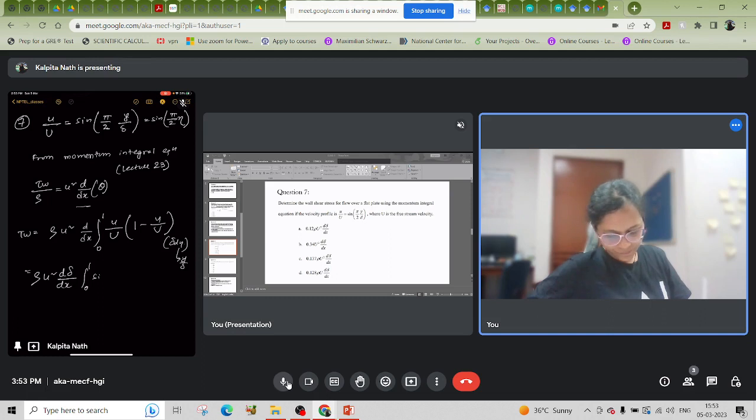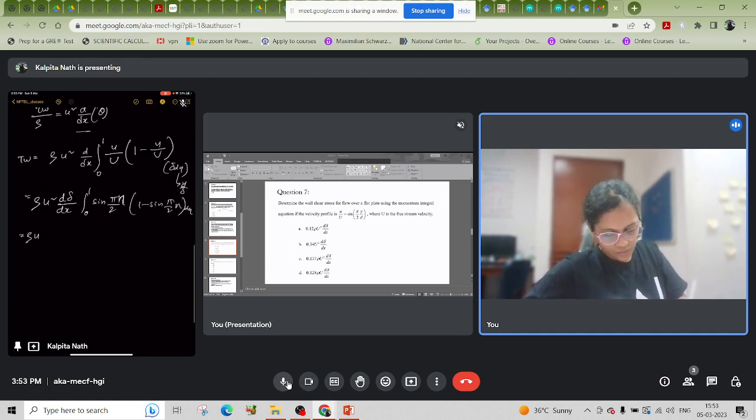Integral from 0 to 1 of sine pi by 2 eta, times 1 minus sine pi by 2 eta, d eta. So this will be rho U square d delta by dx times minus cos pi by 2 eta by pi by 2 from 0 to 1, minus 1 by 2 eta minus sine pi eta by pi from 0 to 1.